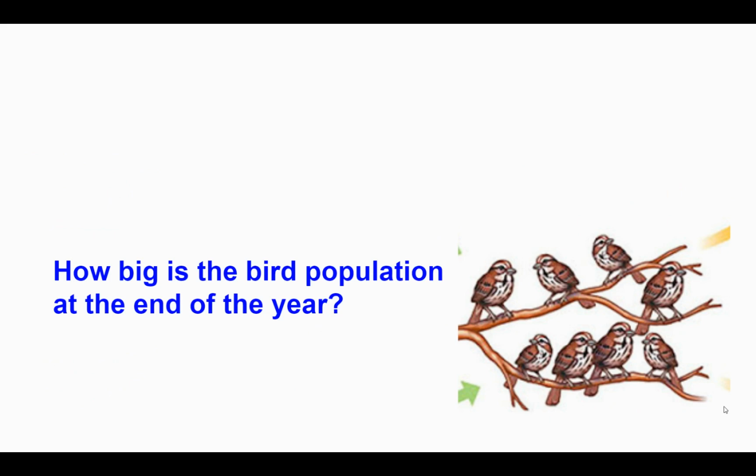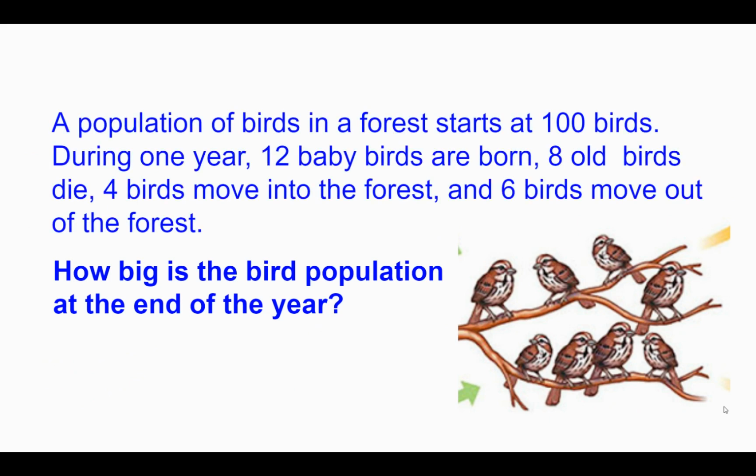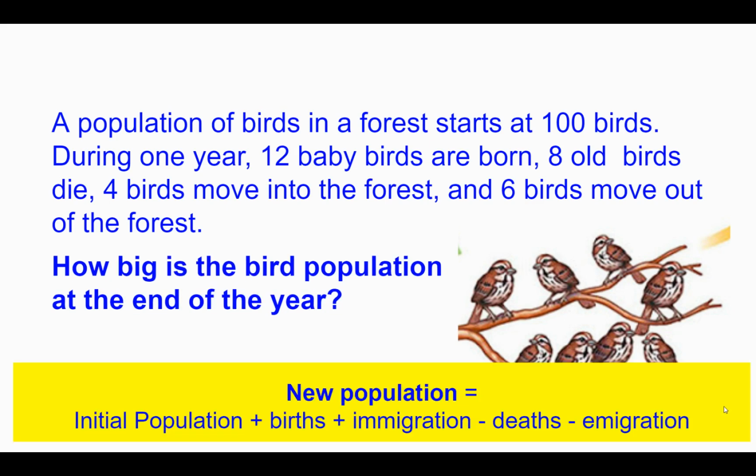And here's an example. This example is going to come up in blue. A population of birds in a forest starts at 100 birds. During 1 year, 12 baby birds are born, 8 old birds die, 4 birds move into the forest, and 6 birds move out of the forest. How big is the bird population at the end of the year? So we're going to use our equation. New population equals initial population plus births plus immigration minus death minus emigration.